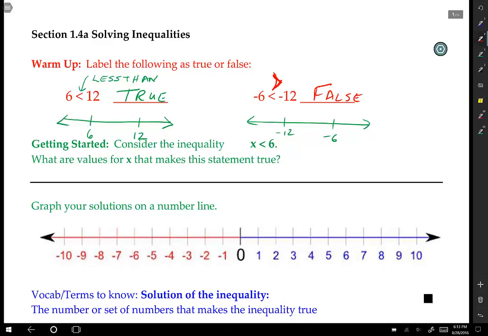As we consider this, we want to think about what does it really mean to have the inequality x is greater or x is less than 6. In this case, x is less than 6. What are the values for x that makes this statement true? This is a great chance to consider all the different sets of numbers that we had.